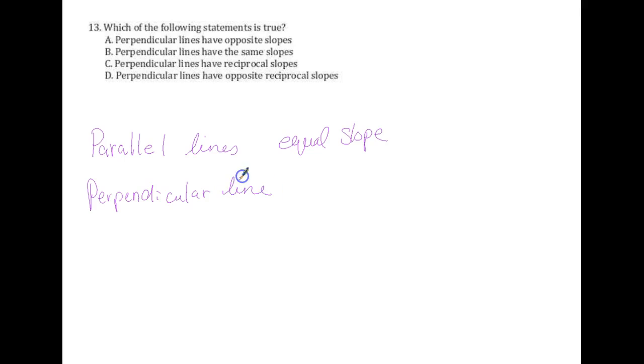Okay, which of the following statements is true? What you need to know, if we have two parallel lines, they have equal slope, and if we have perpendicular lines, they have the reciprocal slope, but also its opposite.